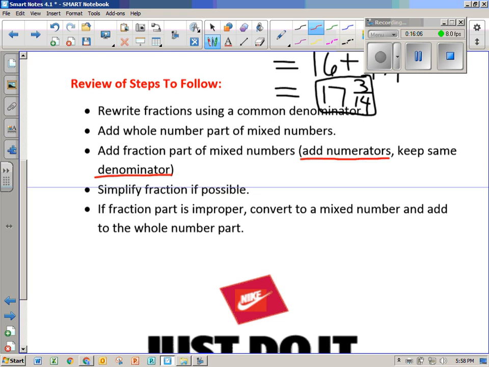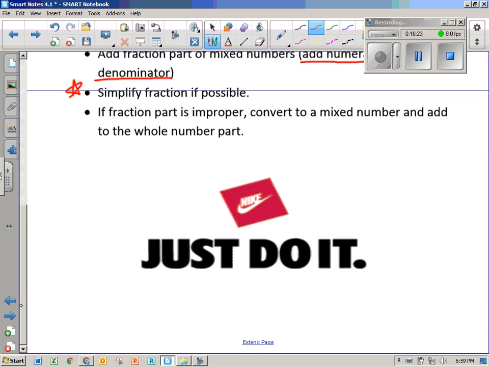Simplify if you can. If the fractional part is improper, convert it to a mixed number, and then add the whole number part. It's important, with this step right here, that if you simplify the fraction part before you convert, it really does make life a little bit easier.